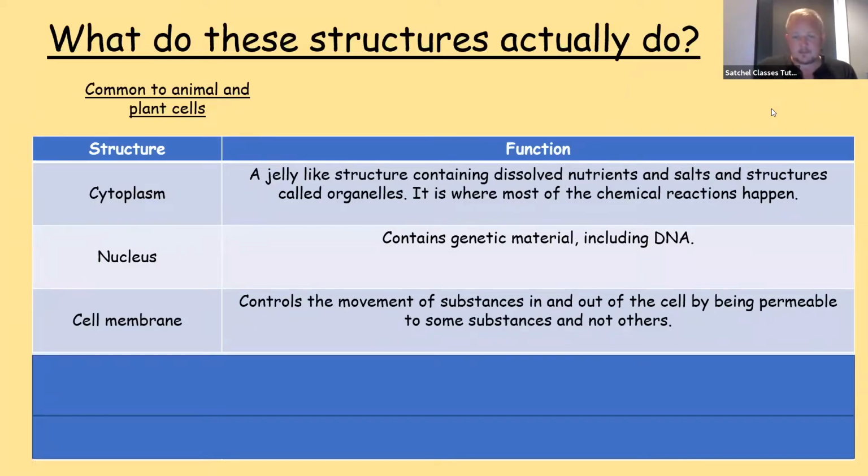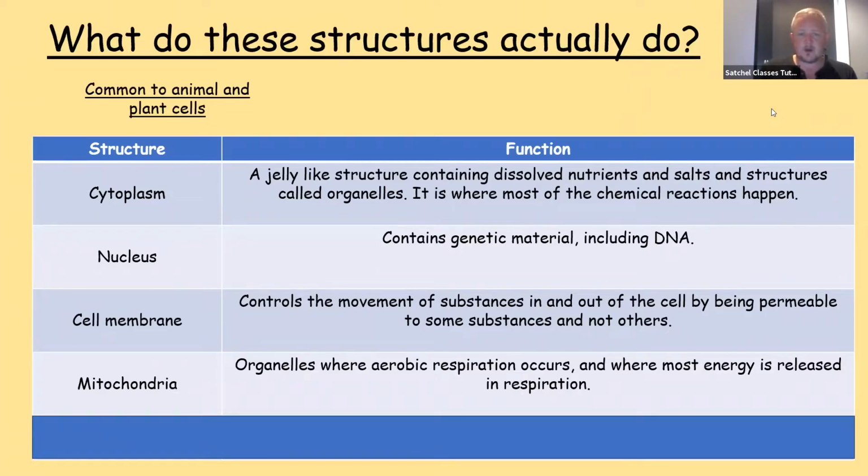The cell membrane. This controls the movement of substances in and out of the cell by being permeable, should I say, to some substances and not others. That means it'll let some things through, but it's selective. It won't let everything through. It's a bit like a gatekeeper or a doorman on a door.